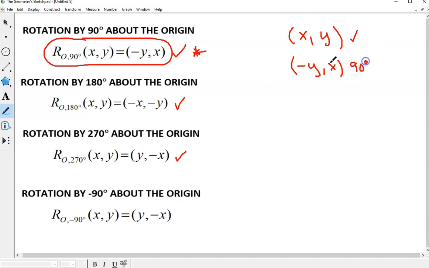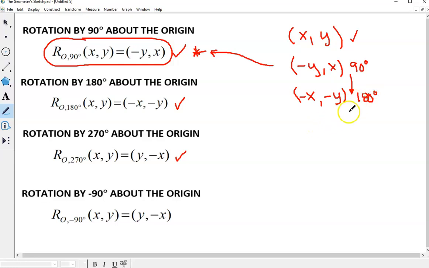Now, I'm going to use the 90 rule one more time. So to get to 180, I'm going to use the 90 rule. Now, what does the 90 rule say? It says switch them. Yeah, I can do that. And it says negate the new x term. So that would be this process. So again, if I did another 90 turn, this is what would happen to the points. And guess what? I just made the 180 rule.